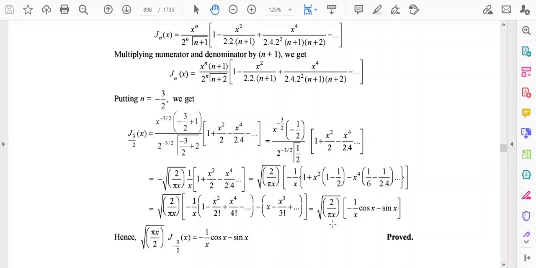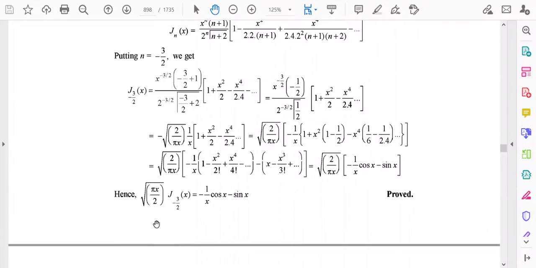So ultimately we are having root over of pi x by 2 J minus 3 by 2 of x equal to minus 1 by x cos x minus sin x. So we can show that root over of pi x by 2 J minus 3 by 2 of x is equal to minus 1 by x cos x minus sin x.